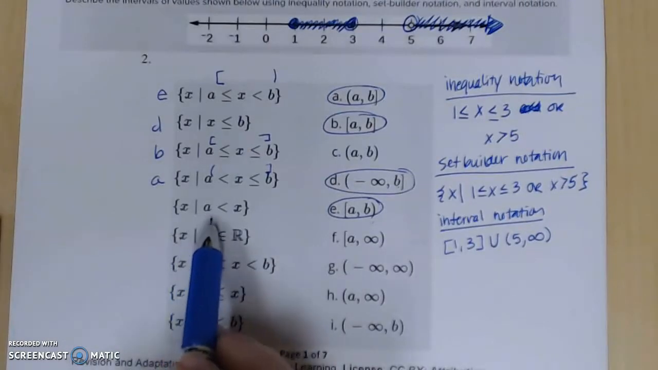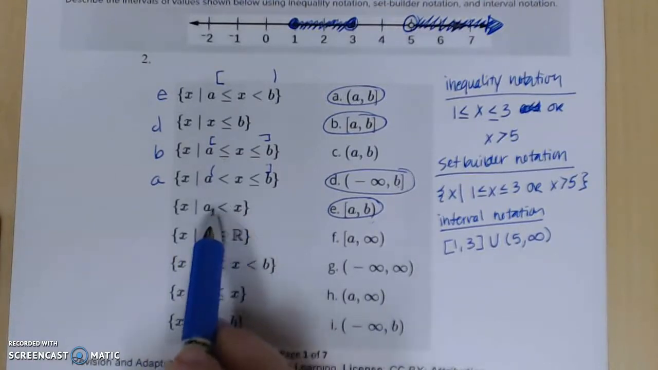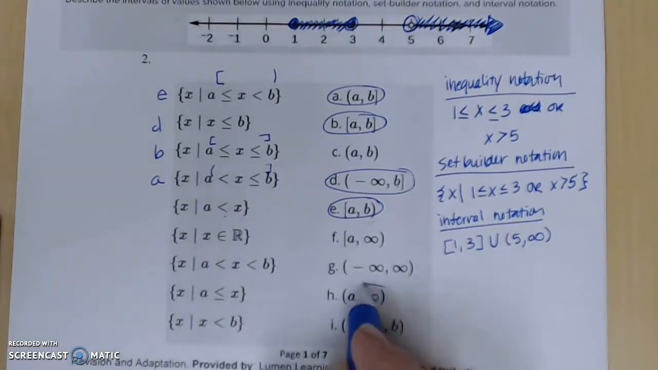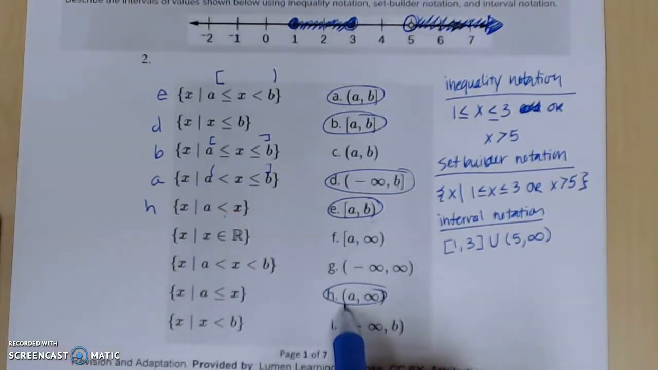Now I want x such that A is less than x. So that means x is going to be bigger than A. I'm not going to include the A, so the correct answer would be H. It's not equal to, so I have a parentheses going off to positive infinity.